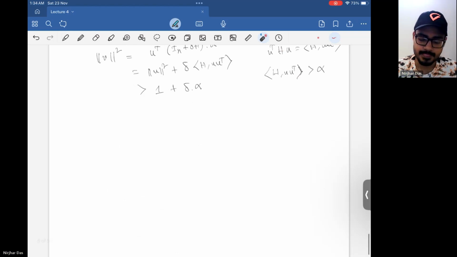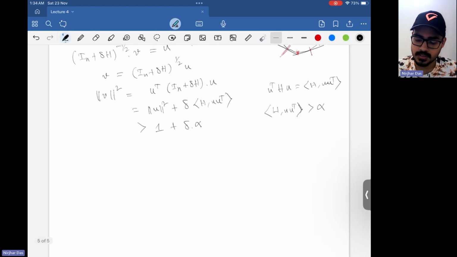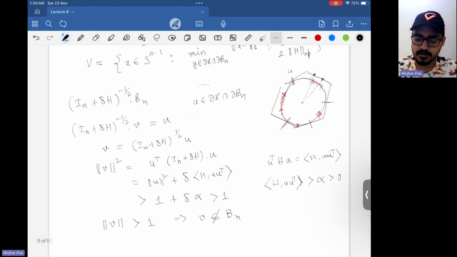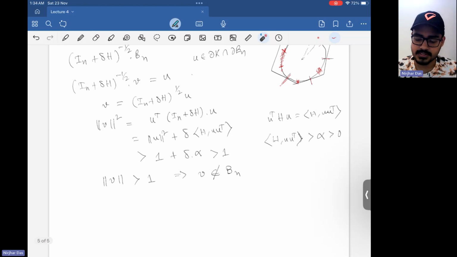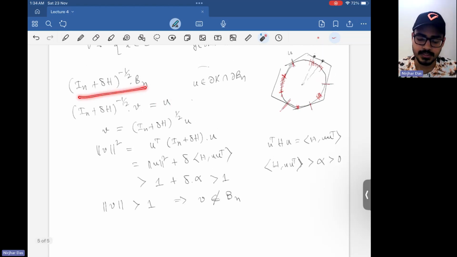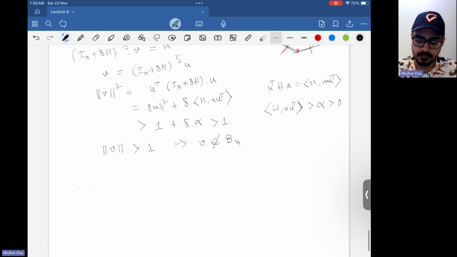So therefore, this quantity is strictly greater than 1 by virtue of alpha being strictly greater than 0. So therefore, our V is strictly greater than 1, which means V does not belong to Bn. So basically, you cannot find a V in the set Bn such that this equality holds, right? So essentially this says that U is outside this ellipsoid. Therefore, U is outside.